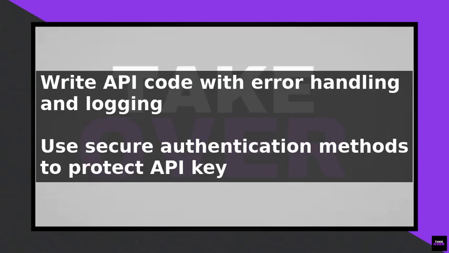In conclusion, setting up API trading on Blofin is a straightforward process that requires creating an account, generating an API key, and writing API code. By following the steps outlined in this guide and using best practices, you can successfully set up API trading on Blofin and start automating your trades.